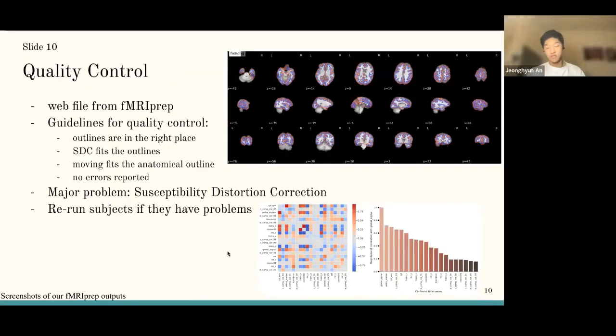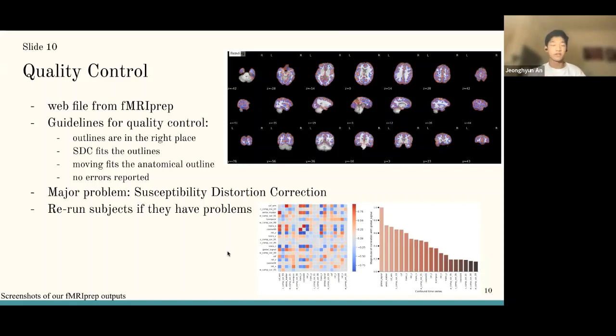So after preprocessing, we obviously had to do quality control. And one major quality of life advantage of fMRIprep is that it made quality control a lot easier. That is through HTML files that included a detailed report of the preprocessed outputs of fMRIprep. This allowed our researchers to quickly go through every subject and efficiently determine if they should be rerun or we can proceed with the next step for preprocessing, which we will discuss later on.